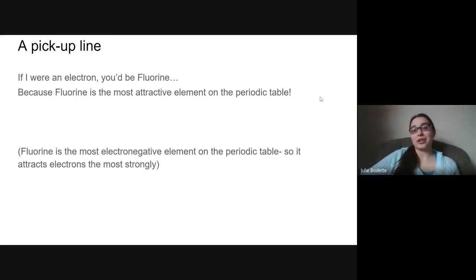Which brings me to a bad pickup line. If I were an electron, you'd be fluorine, because fluorine is the most attractive element on the periodic table. So fluorine is the most electronegative element on the periodic table, so it attracts electrons the most strongly. The pickup line probably doesn't work, but if it helps you to remember how electronegativity works and that fluorine's the most electronegative, I'll take it.